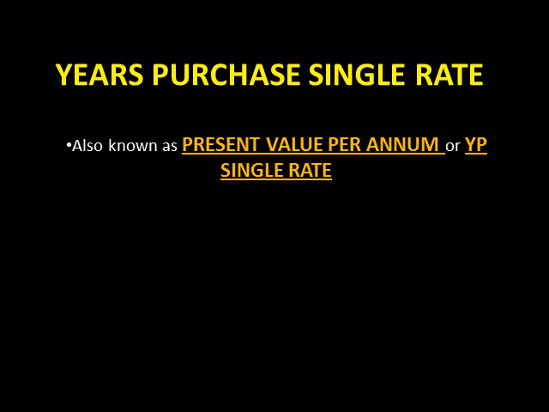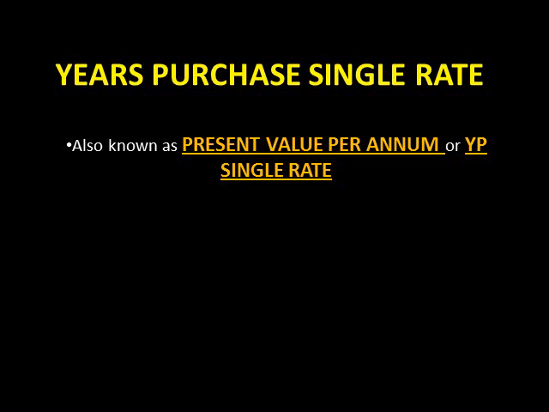So what is YP single rate? It is also known as present value per annum, or YP single rate. Normally we call it YP. YP is the short name or acronym for years purchase. Okay, so this is YP single rate. Years purchase single rate is a present value per annum. When we talk about present value, everybody will know it is the current value, today's value.